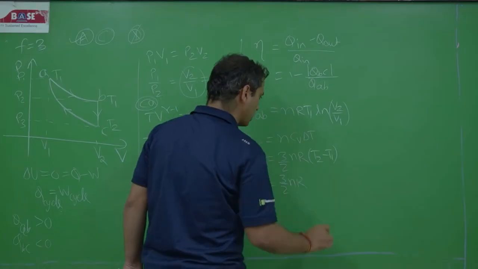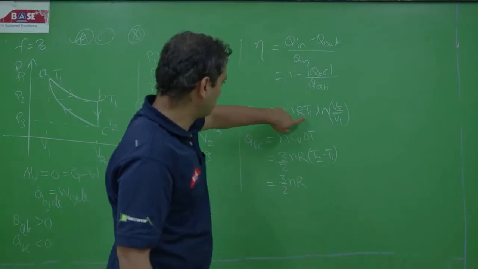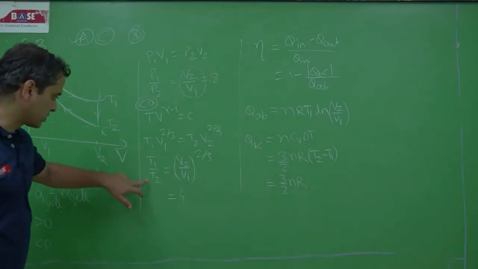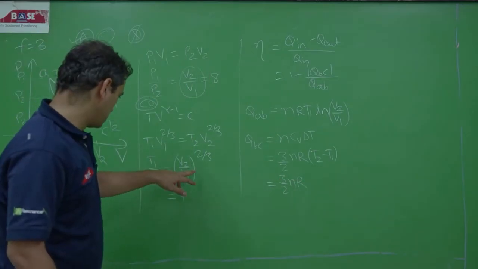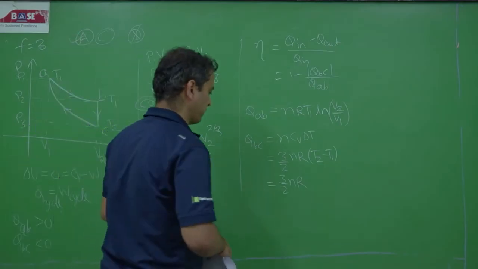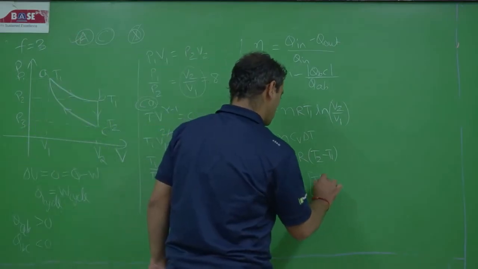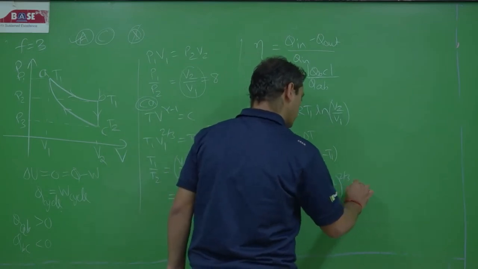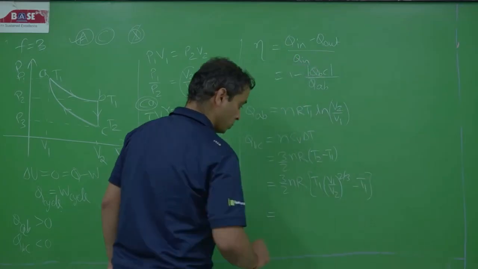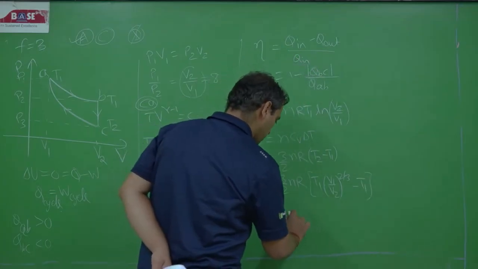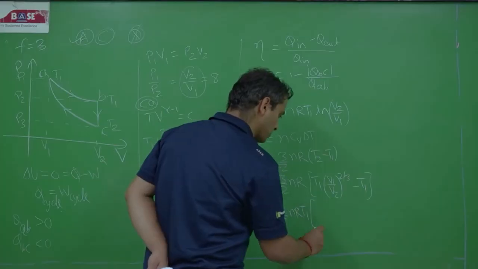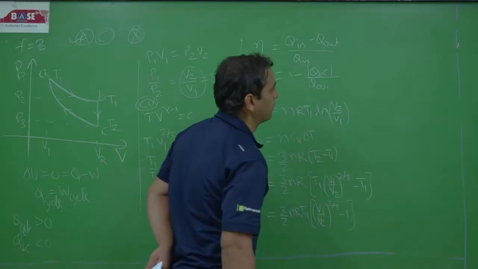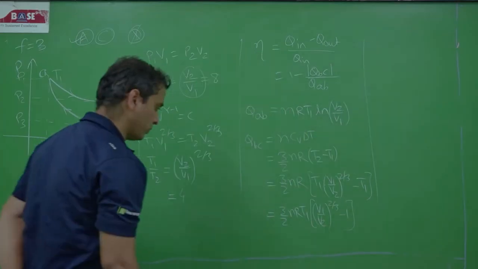So what do we get here? 3 by 2 nR, T2 minus T1. I think if we want to calculate this, better we get it in terms of T1 rather than both, right? Can we convert T2 in terms of T1? We got some conversion. T2 can be written as T1 into V1 by V2 to the power 2 by 3. So T2 minus T1 is T1 into V1 by V2 to the power 2 by 3 minus T1. We can take T1 out: 3 by 2 nR T1 times V1 by V2 to the power 2 by 3 minus 1.